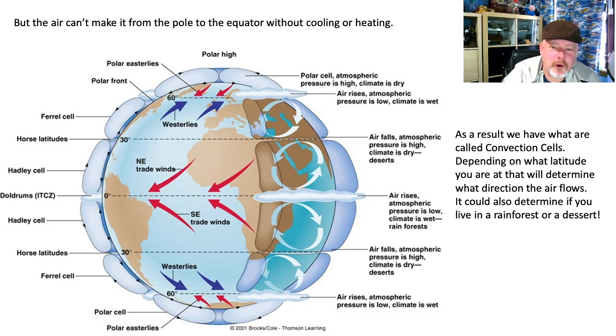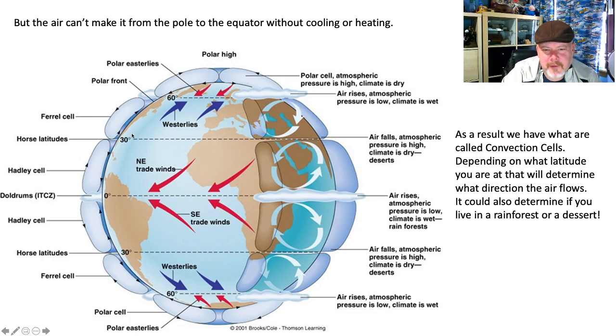So if you have a bunch of horses on your ship and you can't move and you're stuck at the horse latitudes, this is not a good place for horses. This is where they usually would throw horses off of their ship just to get their ship moving. So that's an area of high pressure, air not moving.